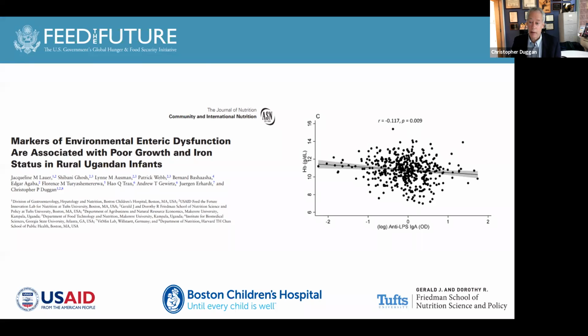At 6 months of age, I'll point out that this rural cohort had a 35% stunting prevalence and a 53% anemia prevalence. And controlling for these measures of systemic inflammation, markers of EED were still quite highly correlated with both length for age z-score as well as hemoglobin. And the hemoglobin correlation shown in the figure on the right shows a weak but statistically significant relationship such that with higher concentrations of lipopolysaccharide antibodies, you can see lower concentrations of infant hemoglobin at 6 months of age.